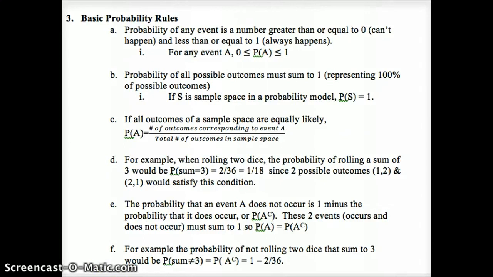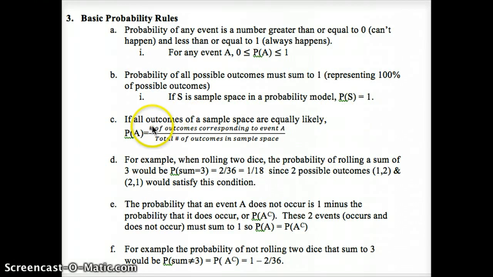Let's go through some basic probability rules. For any event, the probability is always between 0 and 1. If S is the sample space in a probability model, it represents 100% of the outcomes. So our sample space represents all outcomes, and the probability of one of those outcomes occurring is 100% because they're all included.